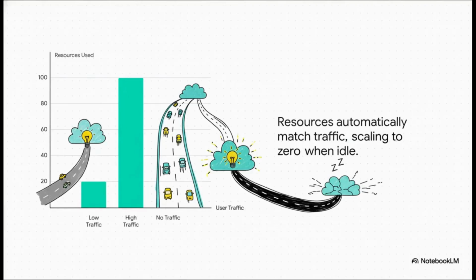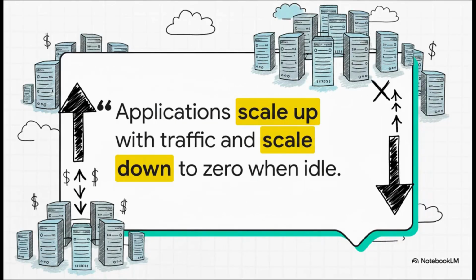This chart shows it perfectly, right? When traffic is low, you use a tiny bit of resources. When traffic goes through the roof, the platform instantly scales up to meet the demand. But here's the most mind-blowing part. Look at that third bar. When there's no traffic at all, your resources scale all the way down to zero. You're using nothing. As the source material puts it, this just completely gets rid of the guesswork. You don't have to do any capacity planning, and you don't risk over-provisioning, which is just a fancy way of saying you're not paying for a bunch of server power you don't actually need.